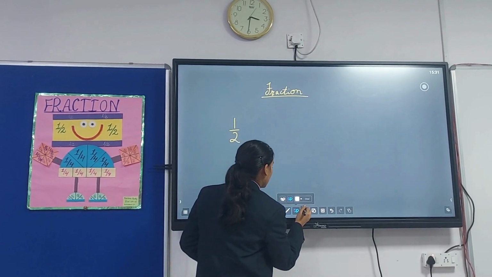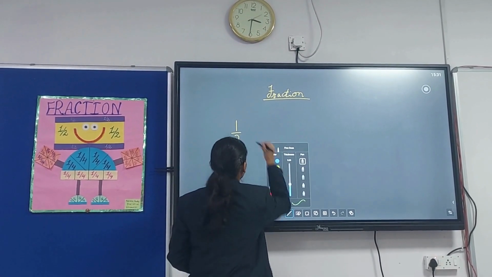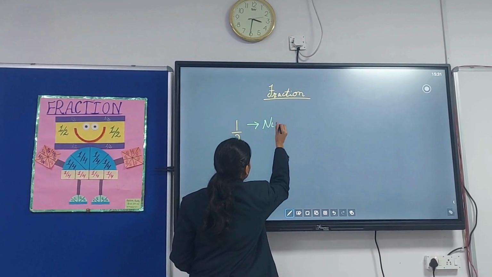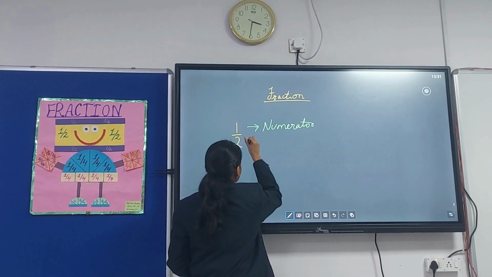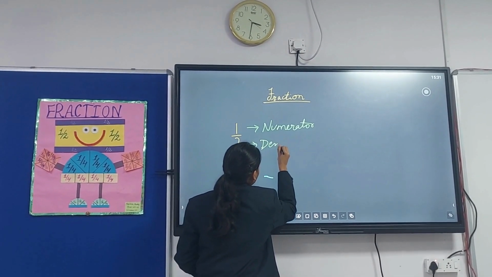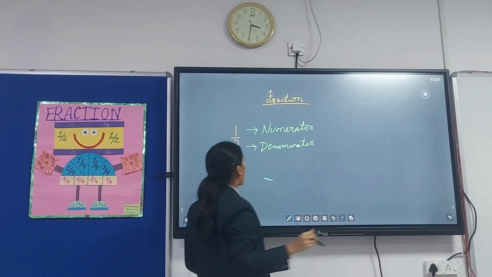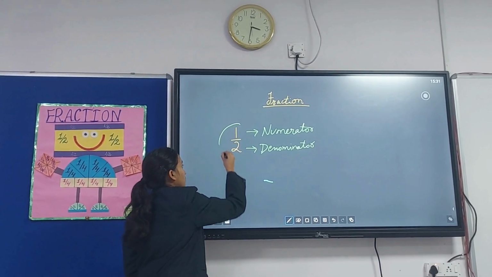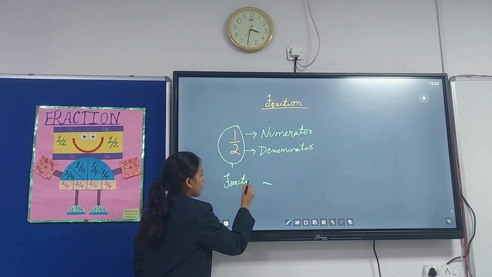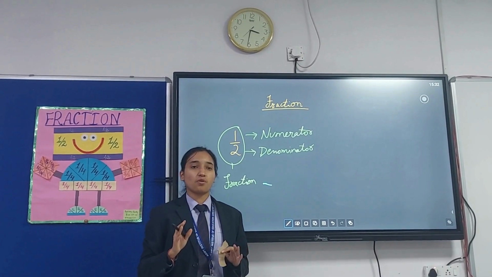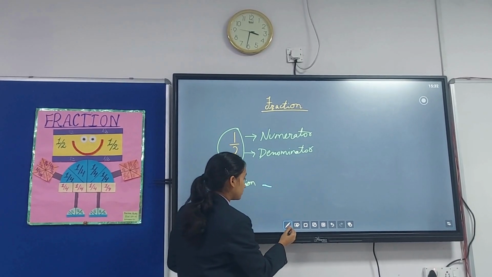So, here the 1 signifies numerator and 2 signifies denominator. Now, this whole term is called fraction. So, fraction is always written in the form of numerator, denominator divided by a slash.